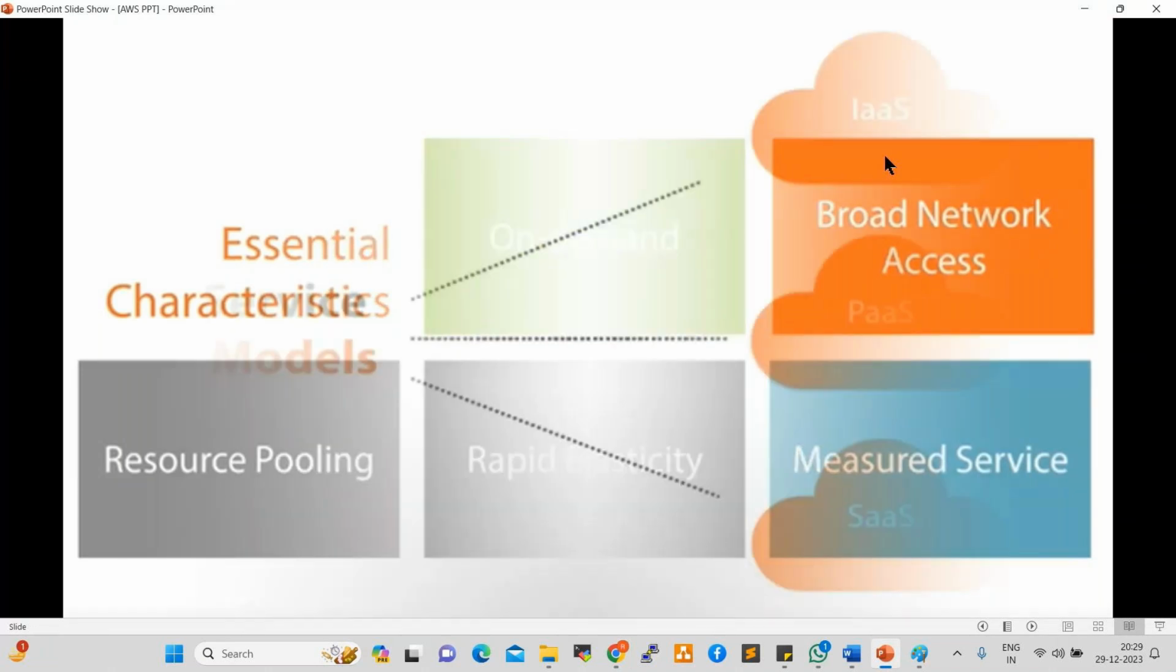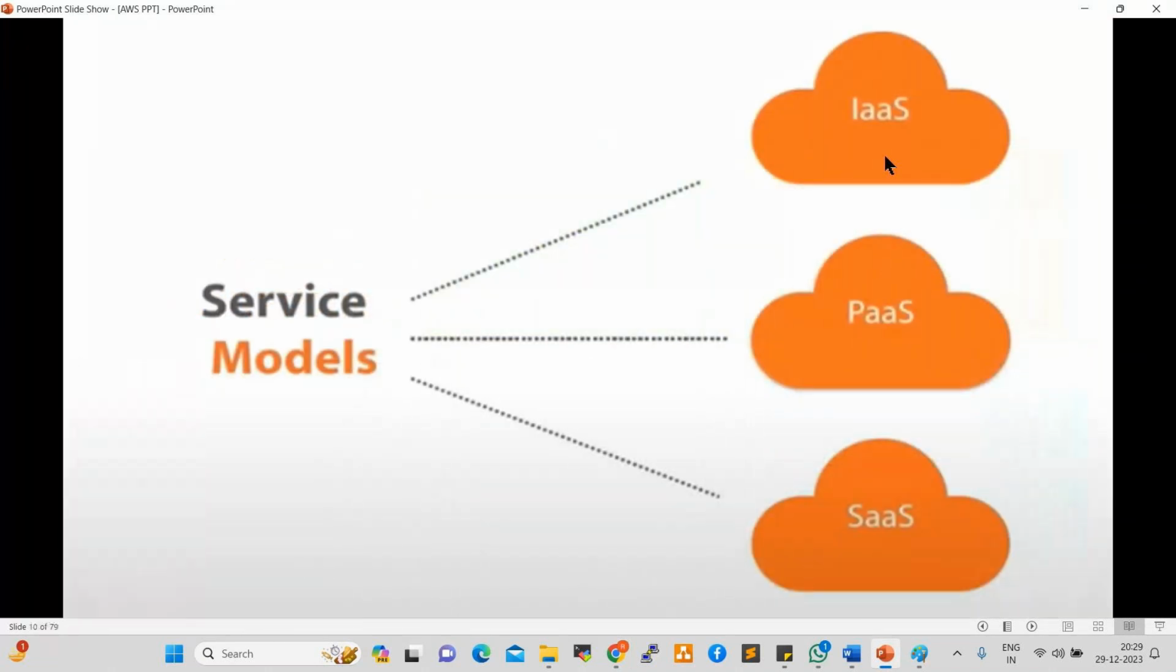Next one is service models. Here we have three service models: IaaS, PaaS, SaaS. Infrastructure as a service, platform as a service, software as a service, right? What is IaaS? We create a server, on top of that we deploy Kubernetes. We create infrastructure, on top of that we deploy Jenkins, which is nothing but IaaS. IaaS full form is infrastructure as a service. We can create infrastructure, and on top of that we can deploy any application.